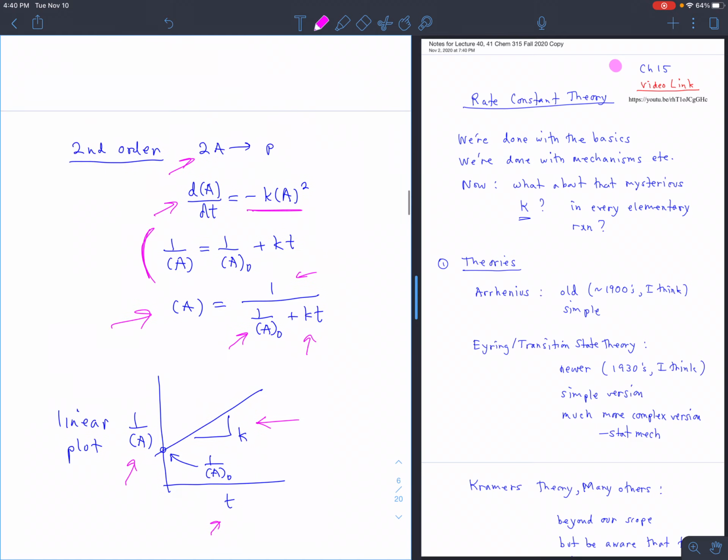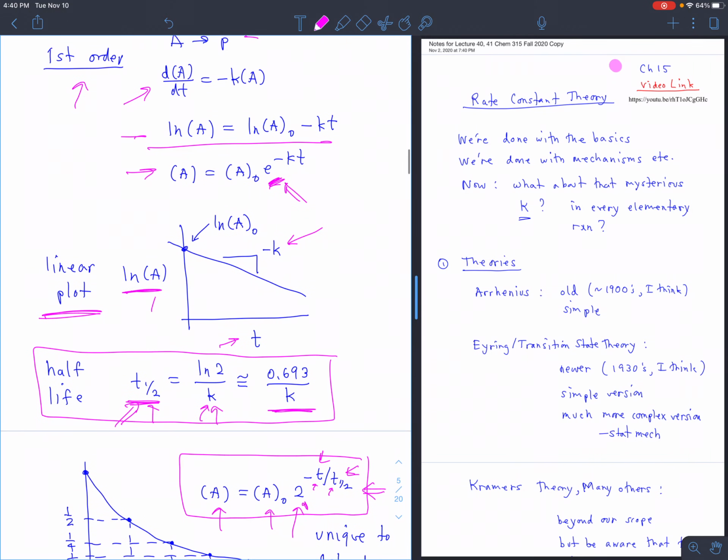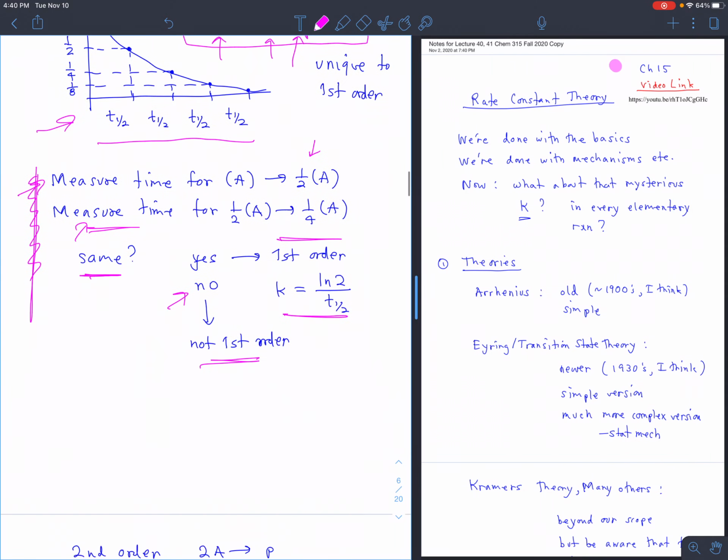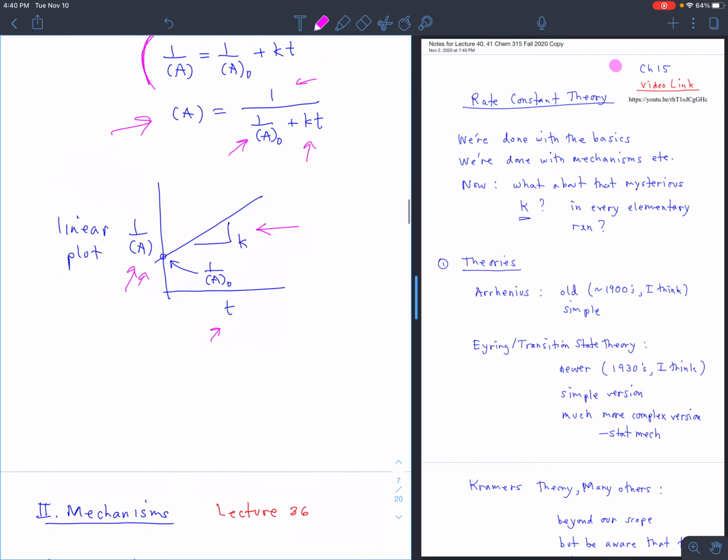So these two plots, the 1 over A versus time, or up here, the log A versus time, are diagnostic or characteristic for first and second order reactions, which are by far the most common case, and so these plots are very widely used, very useful.